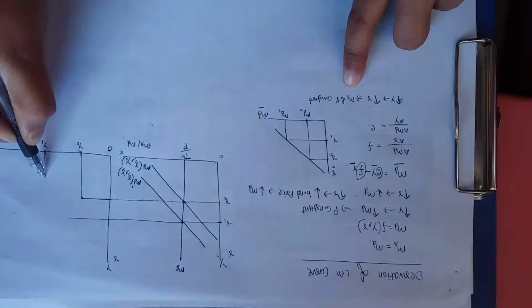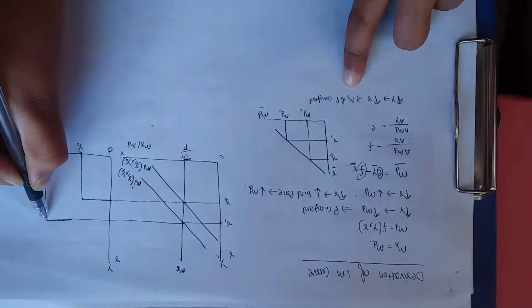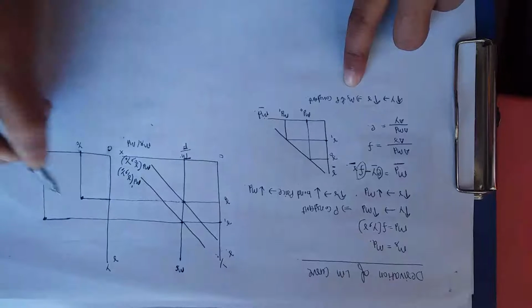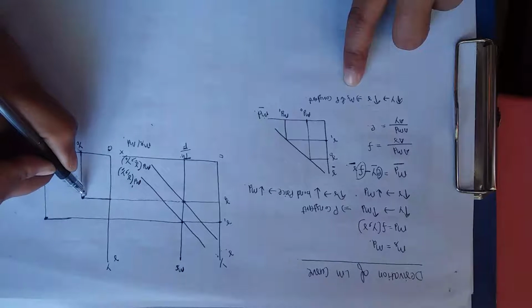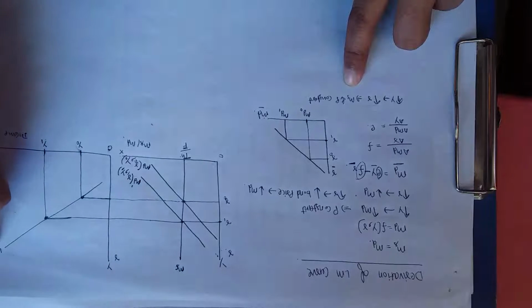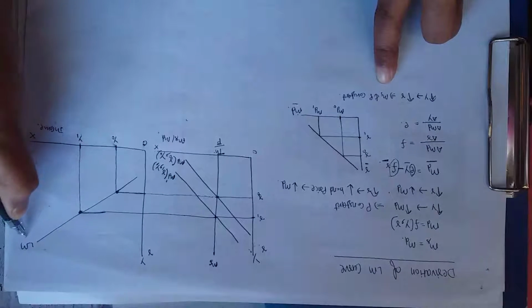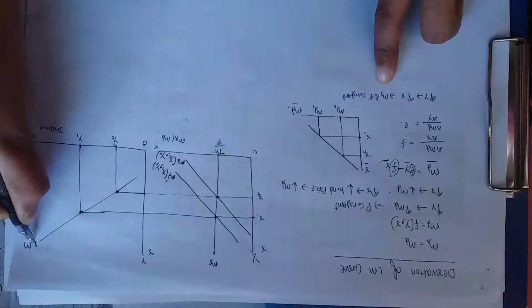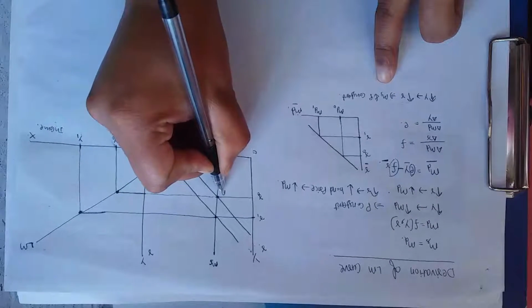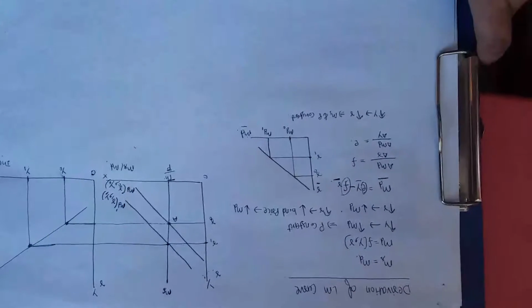Income level is Y1. This is the point and this is the point. Join these two points and this is the LM curve. We have obtained the LM curve. This point is point A.